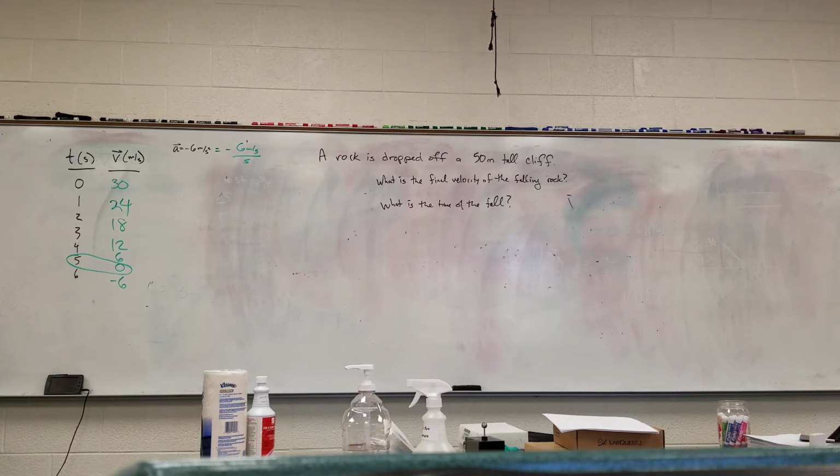Over the first 6 seconds, what's the average velocity? And how would you find it? Just add them all together and divide by 6. I would not recommend that. What was wrong with what he said?